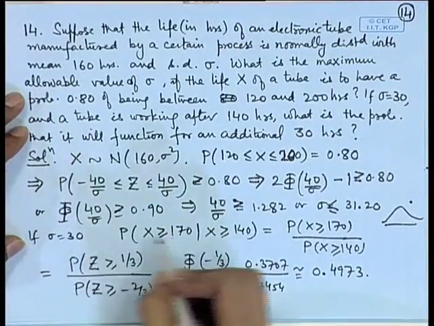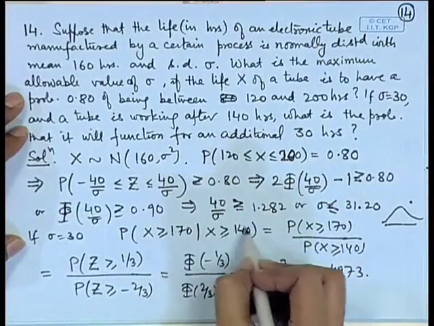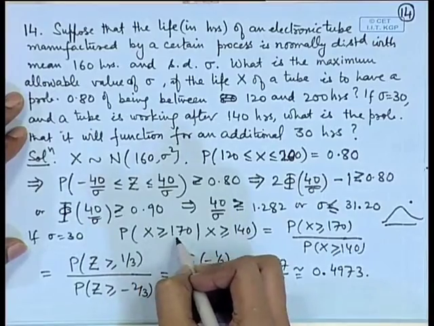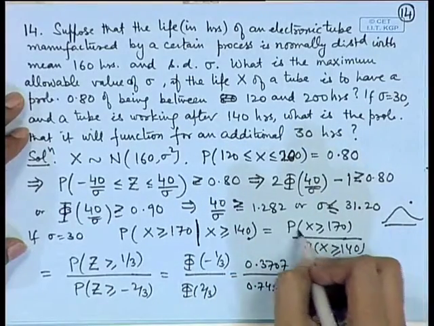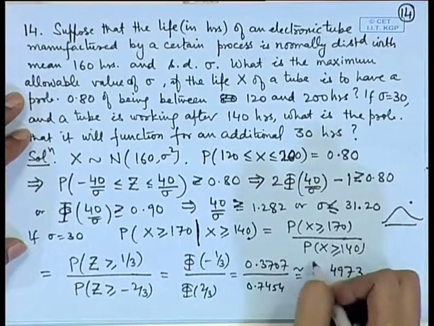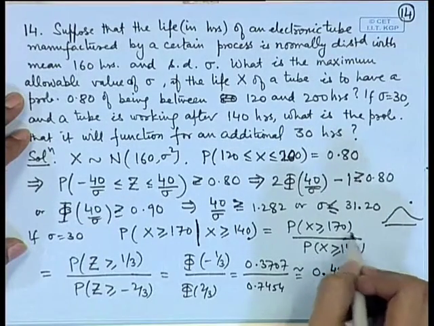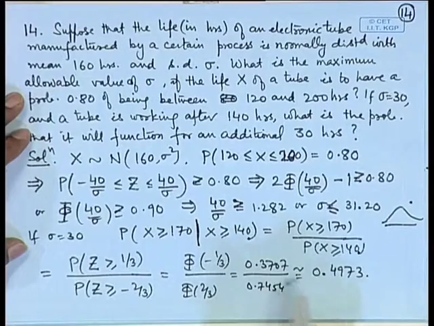Now, if sigma is equal to 30, what is the probability of an item working for an additional 30 hours, which has already worked up to 140 hours? So, it is the probability x greater than or equal to 170, given that x is greater than or equal to 140. It is a conditional probability and it will turn out as the ratio of probability x greater than or equal to 170 divided by probability x greater than or equal to 140. After transforming to the standard normal probability function, this value can be evaluated and it is approximately 50%. That means, if the item has already worked for 140 hours, the probability that it will work for another 30 hours is nearly half.